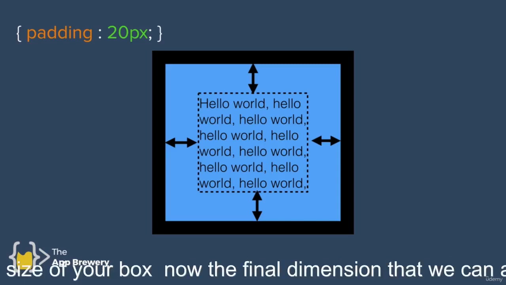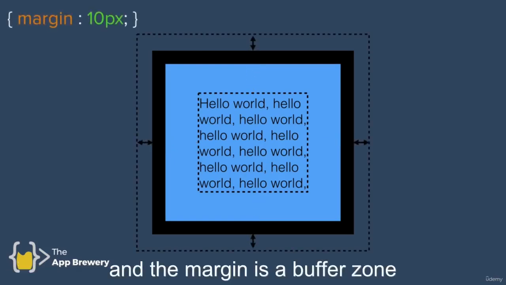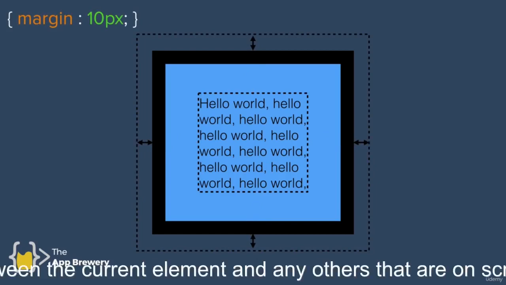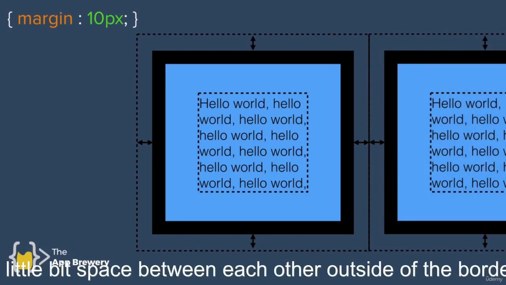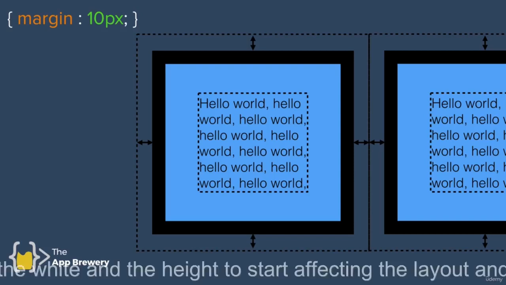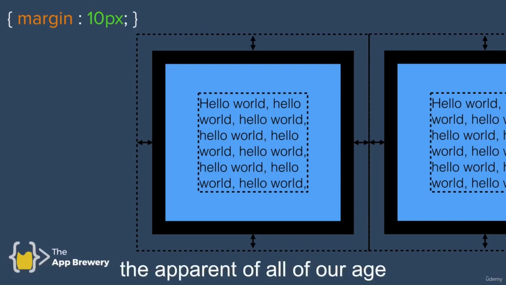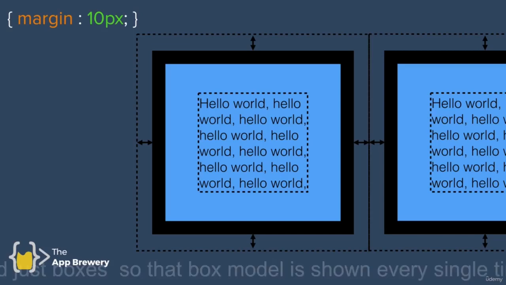Now the final dimension that we can add is the margin. And the margin is a buffer zone, if you will, between the current element and any others that are on screen. So say if I had another element on the right, the margin gives our element a little bit of space between each other outside of the border. And now you can start to see how we can use the margin, the padding, the border, the width and the height to start affecting the layout and the appearance of all of our HTML elements, which, as you remember, at the end of the day are just boxes.